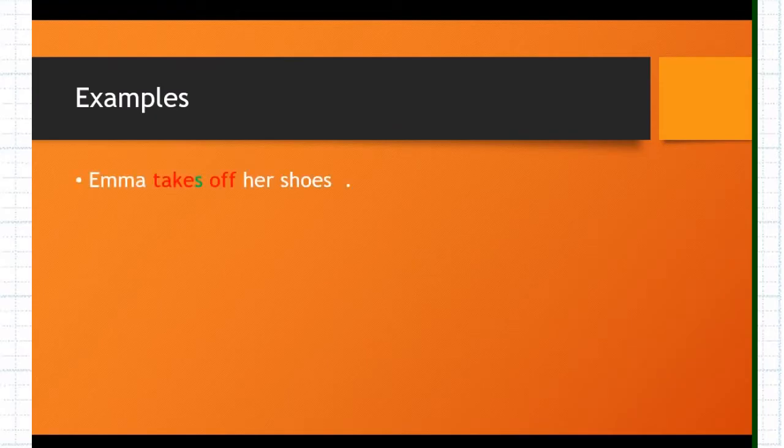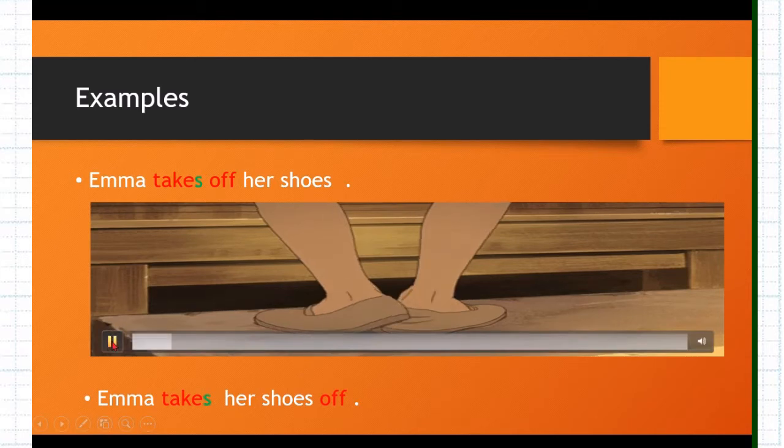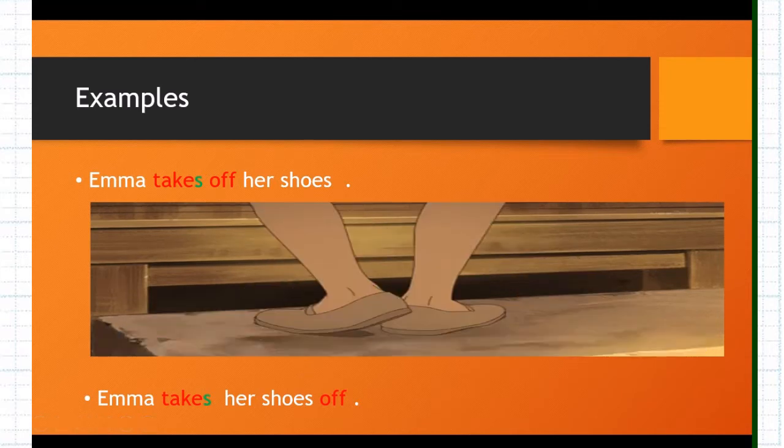More examples. Emma takes off her shoes. So, can you find the phrasal verb here? Take off is the phrasal verb. Good. The first part of the phrasal verb is take, and the second part is off, and it is conjugated in simple present. Take off is the opposite of put on. Emma takes off her shoes. Emma takes her shoes off.